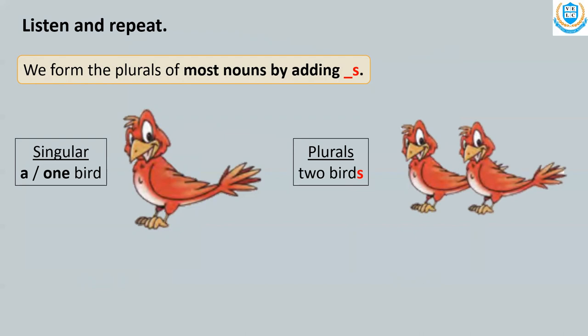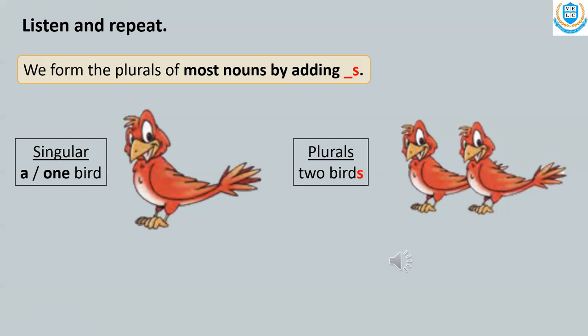Now, let's listen and repeat. Unit 2. Plurals. Page 6. Listen and repeat. A. 1. Bird. 2 birds.